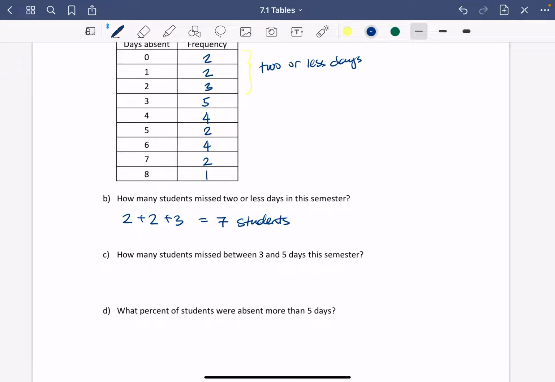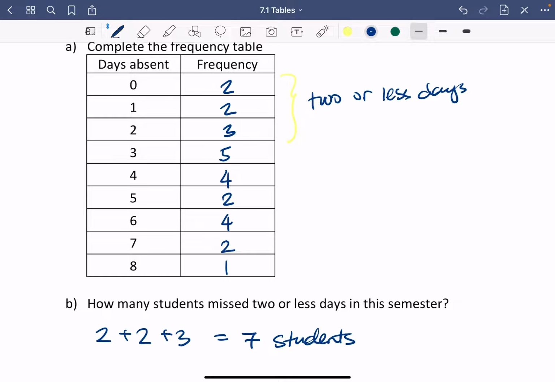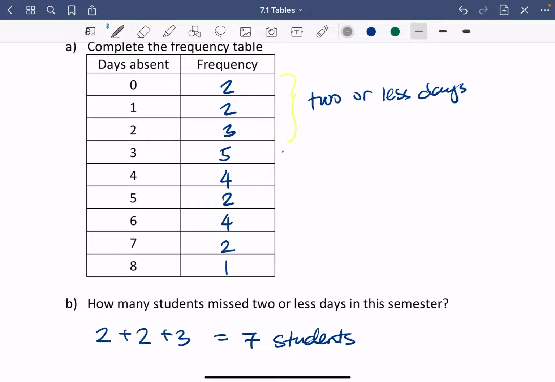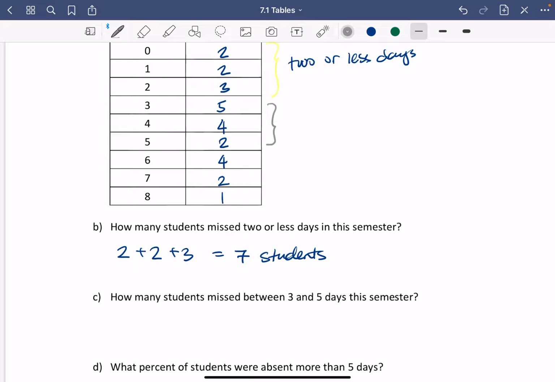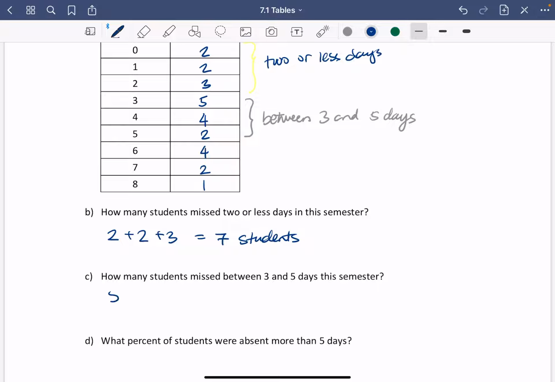Okay, next question. How many students missed between 3 and 5 days in this semester? Okay, so this is 3 days, this is 5 days. So between 3 and 5 days, we have 5 plus 4 plus 2, so 11 students.